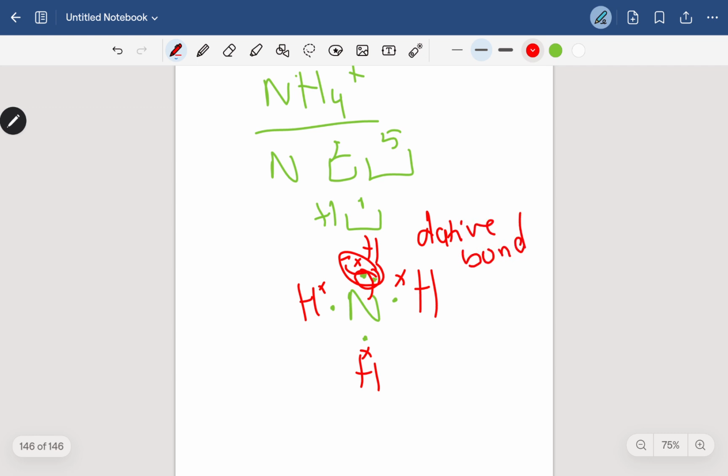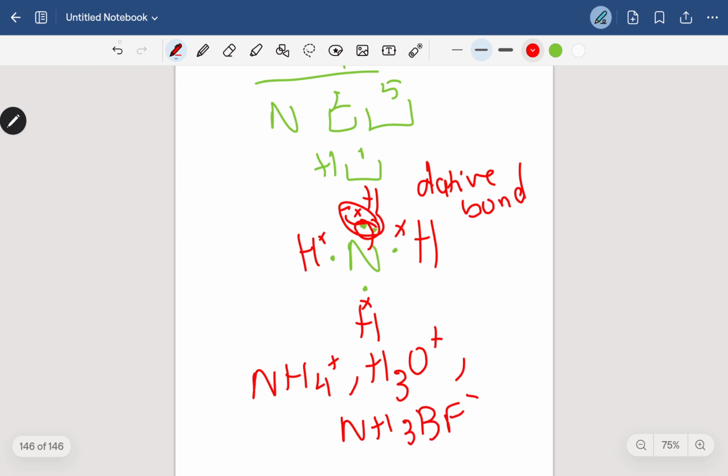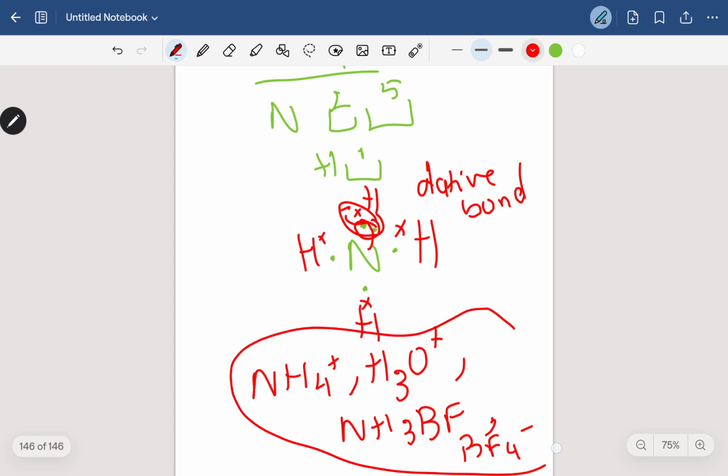Now, the most important dative bonds that you need to remember are NH4 plus, H3O plus, NH3BF3, and BF4 minus. So these four, you remember them. They are dative bonds. The rest that they might bring in the exam are not going to be dative bonds.